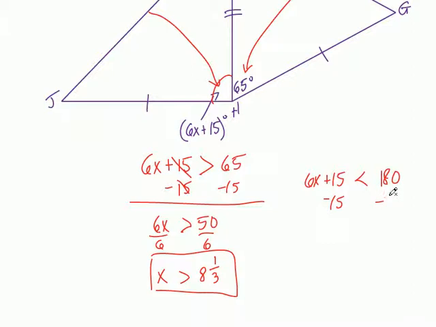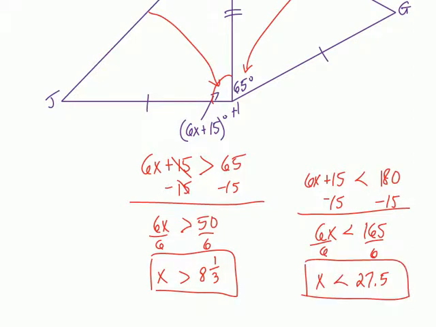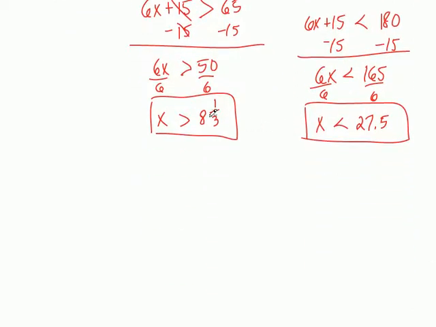So what do we do? We subtract 15 from both sides, and 6x is less than, what's that, 165? Divide by 6. This is that number I was looking at. So x has to be less than 27.5. And there, that's your answer right there. So x can be any number between 8 and a third and 27 and a half. This is how you would write your answer. X is between 8 and a third and 27 and a half.